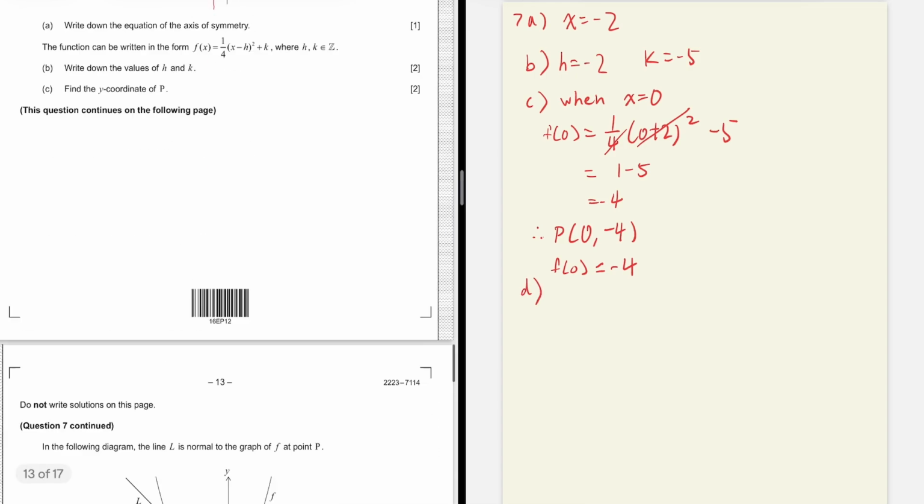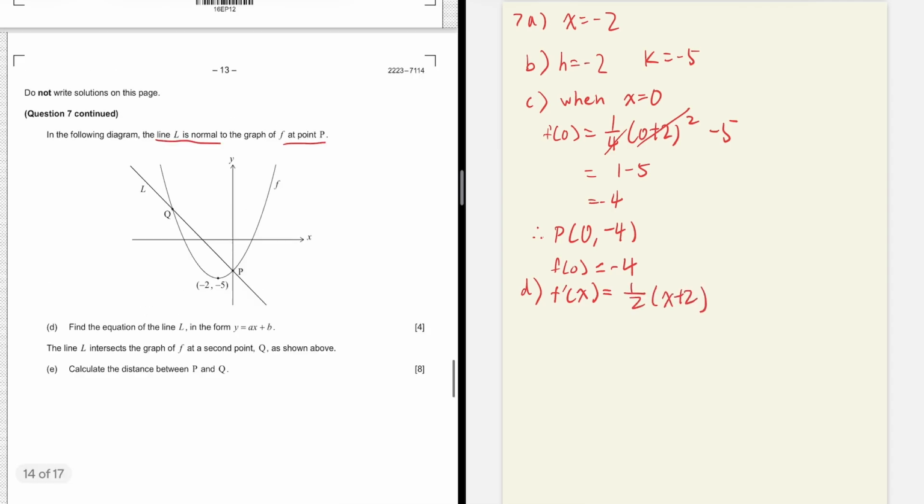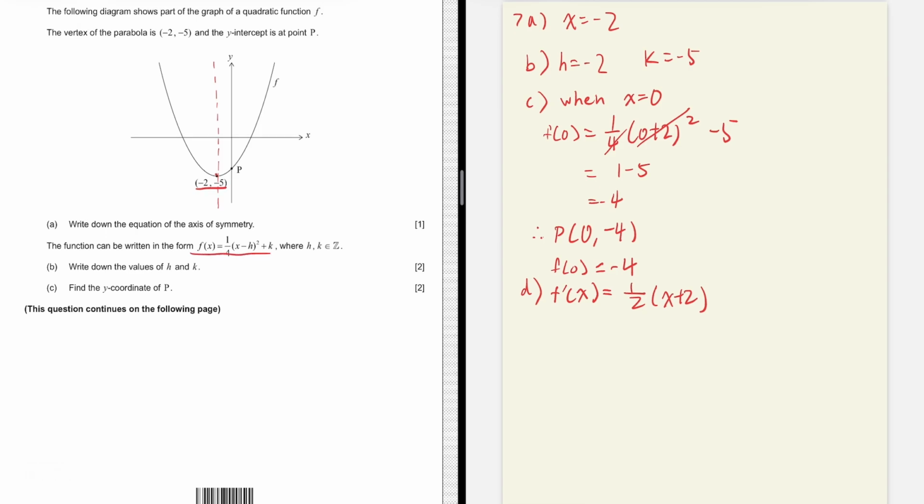Part D. The equation of the line could be found using the slopes. And so we know that the line L is normal to the graph at point P. So we would take the derivative of the function. So f prime of x is equal to 1/2 (x plus 2). And this is using this equation.